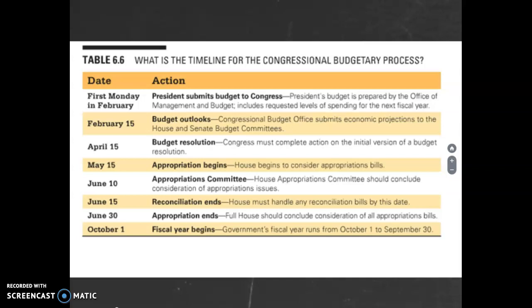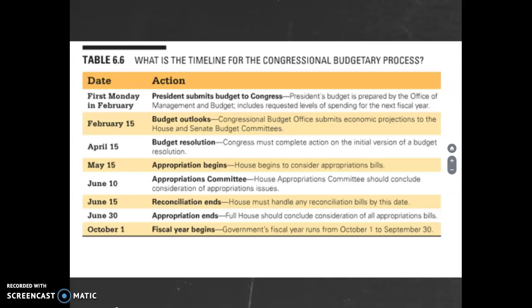Notice that the budget is actually prepared by the Office of Management and Budget. In the next unit, we will learn about bureaucracy, but this is one of the more important bureaucratic agencies. They work for the president solely. Nobody that works in OMB is approved by the Senate, so they are part of what's called the Executive Office of the Presidency. Their goal is the president's goal.